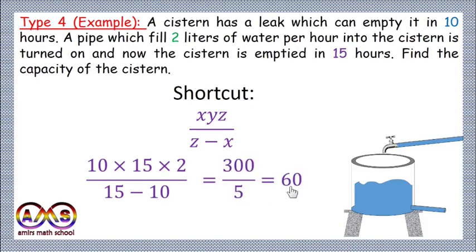300 divided by 5, which is equal to 60. So our required result is 60.